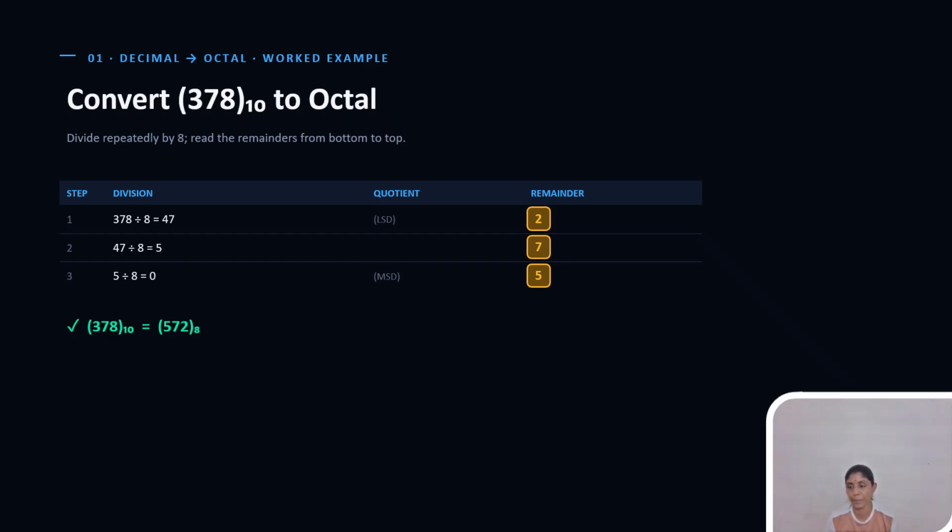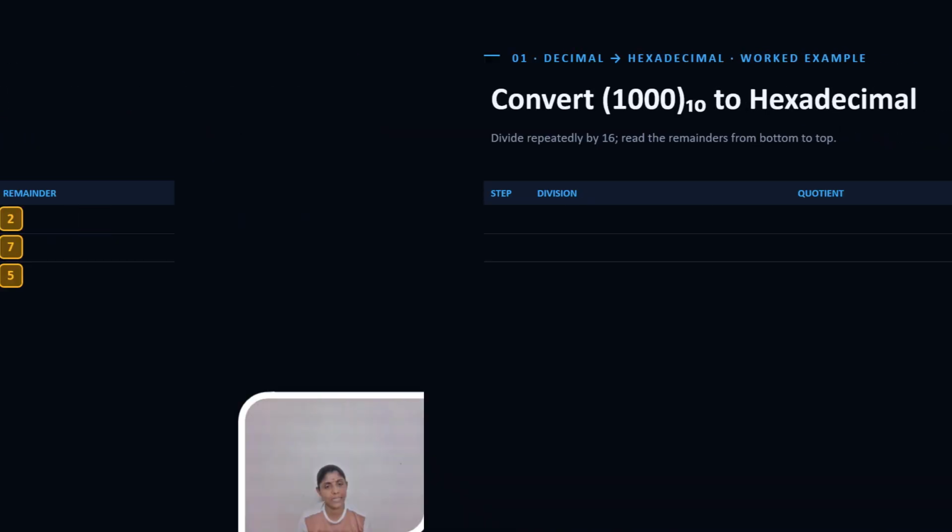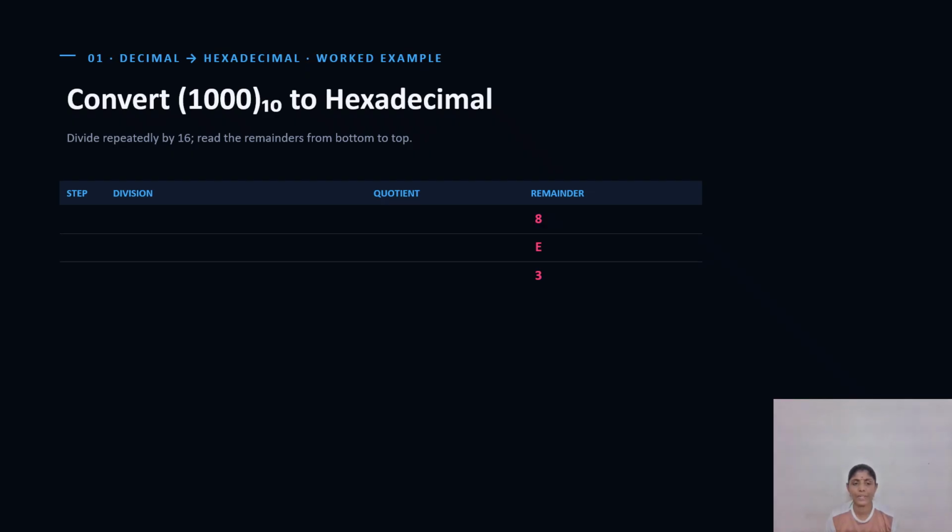In example 3, we will discuss how to convert decimal to hexadecimal, right? So I am taking the number 1000. 1000 is a decimal number. You have to convert it into hexadecimal. Hexadecimal is the destination, where the base is 16. So first step, 1000 should be divided by 16. The quotient is 62 and the remainder is 8.